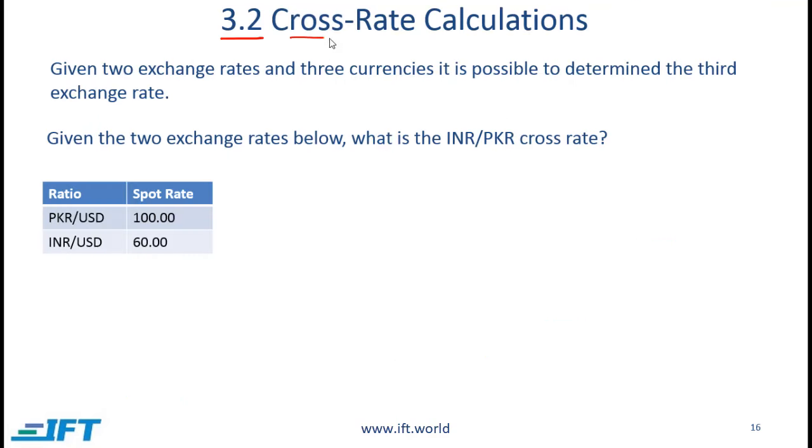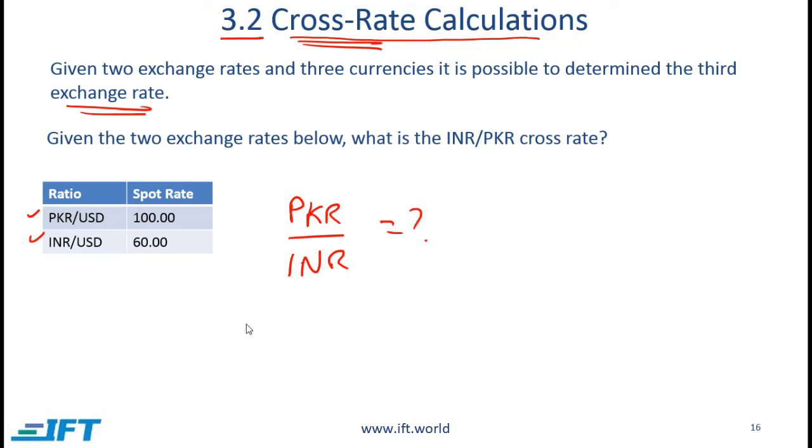Section 3.2, cross rate calculations. Given two exchange rates and three currencies, it is possible to determine the third exchange rate. And this third exchange rate which you calculate is called the cross rate. Let's take a very simple example. We have two exchange rates here and three currencies. Given these two exchange rates, you want to find the PKR, Indian rupee exchange rate. So how do we do that?